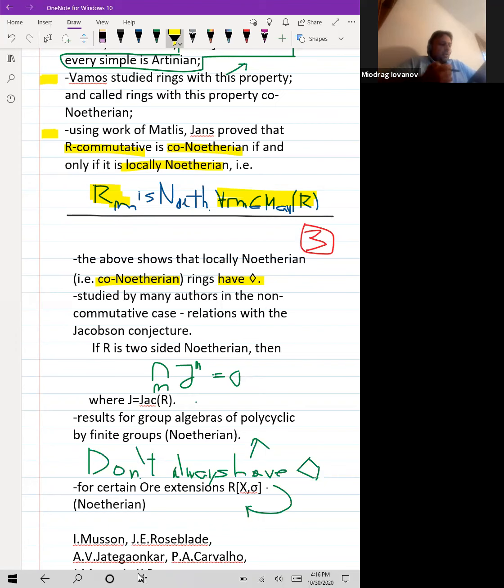So using this property of Jans, which extended a little bit the work of Matlis, he showed that these rings also have this property diamond. So that's a little bit about the connected history of the property diamond for the commutative case. I'm going to say a few things about the non-commutative case.